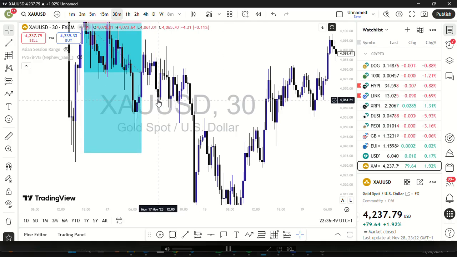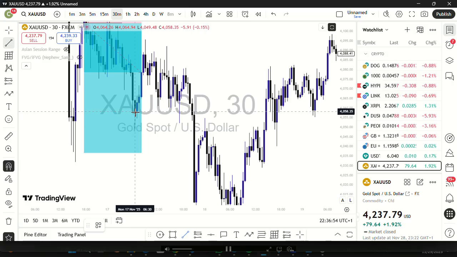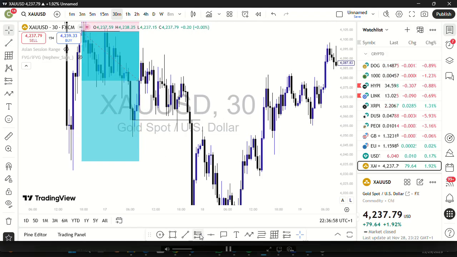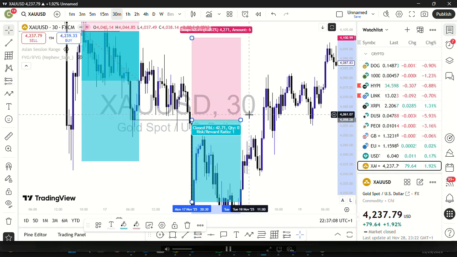I didn't use any of this. I used this as an entry model. And then once price was broken like this, immediately I entered. I was waiting for price to retrace. If price did not retrace, oh well, I've missed that trade. But price luckily retraced that day and gave me a trade.